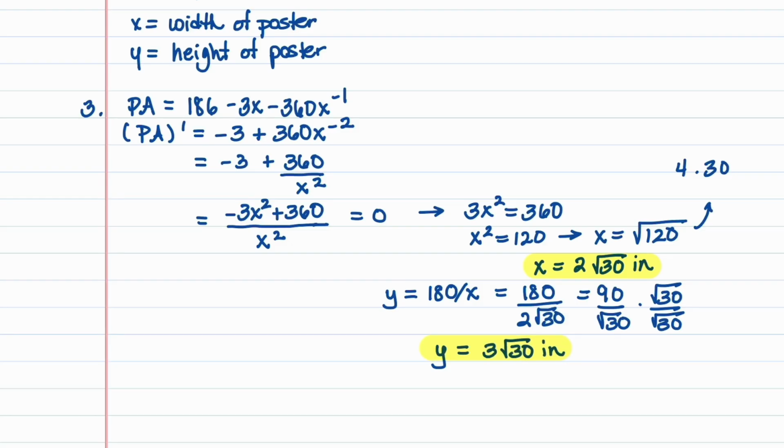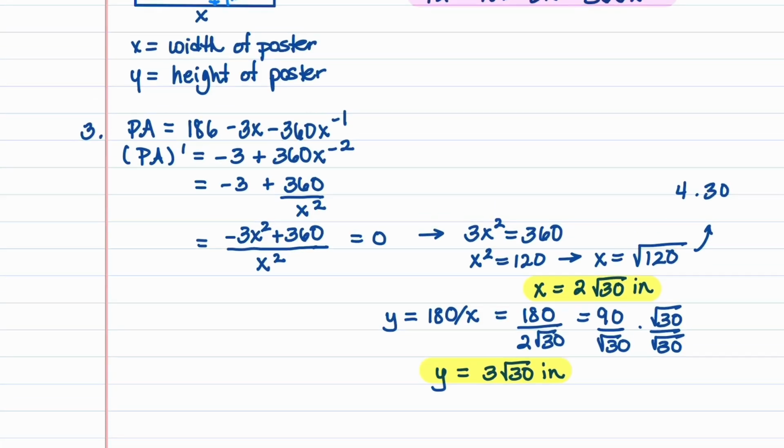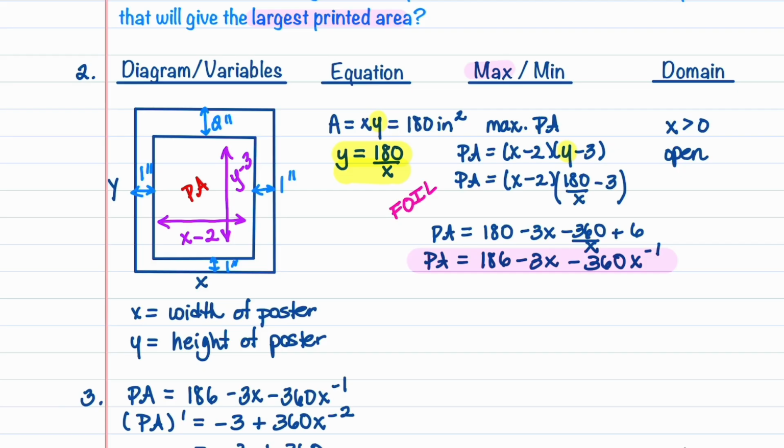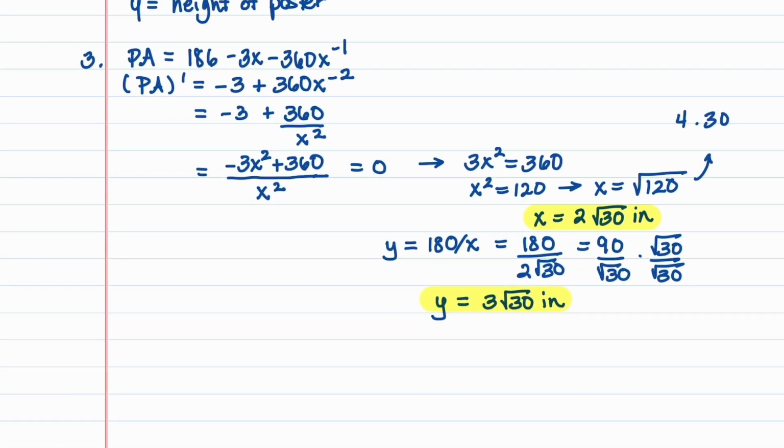Now what we have to do is find the maximum printed area. Let's go back up here. Notice that we have 2 equations for PA. Let me put a check by these. We have this one and this one. I think the first one, x minus 2 times y minus 3, is going to be the easiest one to use to find out what PA is. So let's write down that PA is x minus 2 times y minus 3.